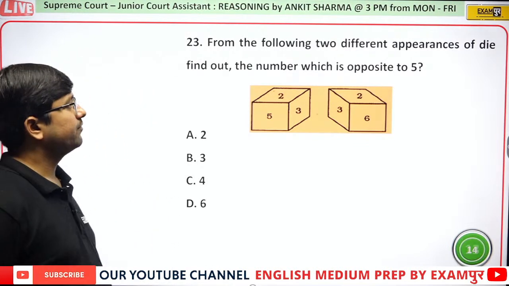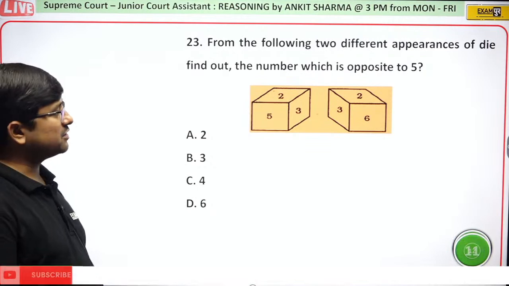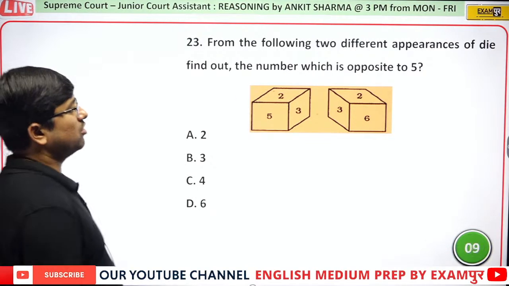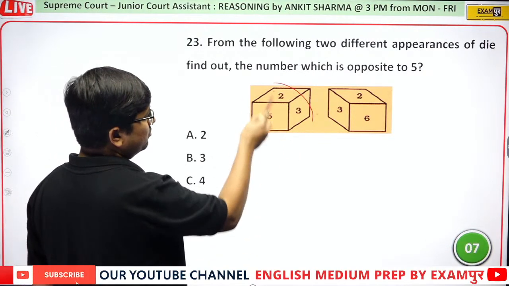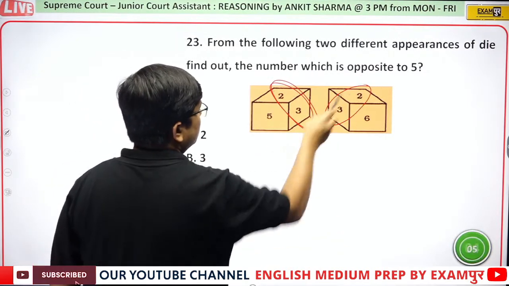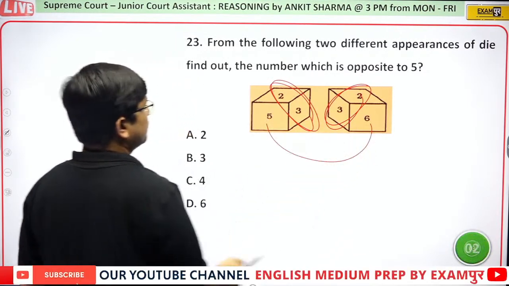Now see, opposite to 5 is being asked. Now see what is common in these two. 3 2 3 2 is common. So 3, 3, 3, 2 is common. So 5's opposite is 6.